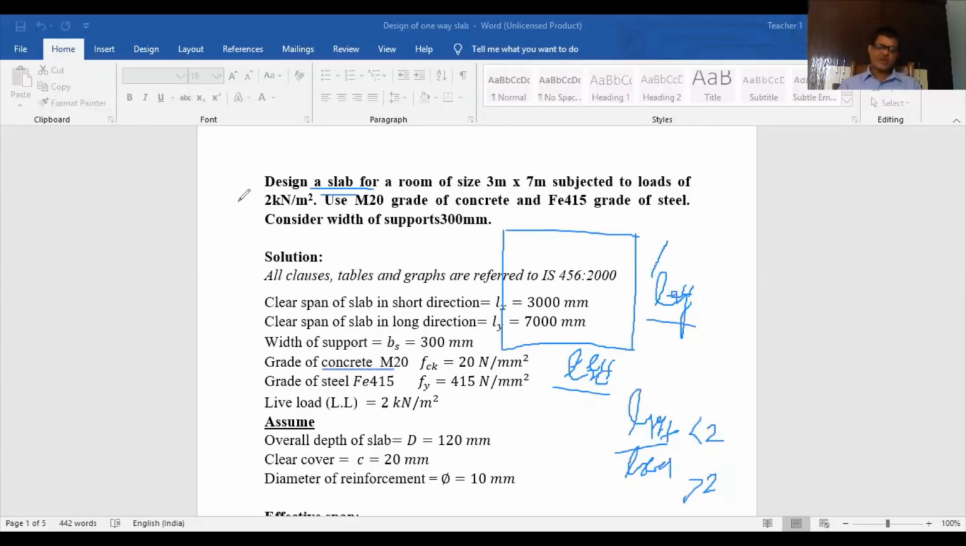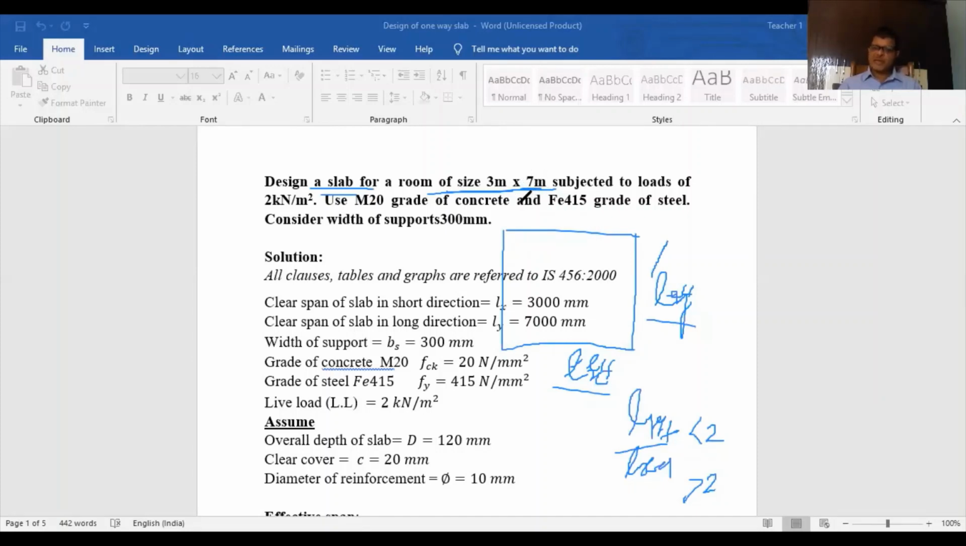If the question says design a one-way slab, then you can directly design. If it is not given as one-way or two-way and only the room size is given, then you have to first find out whether it is a one-way slab or a two-way slab. Then you go for the design. So in this problem, 7 by 3 is more than 2, so it is a one-way slab.